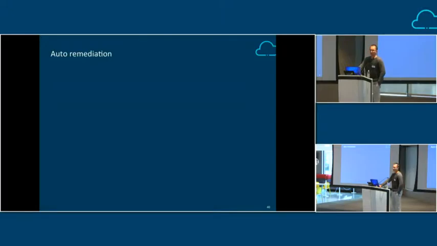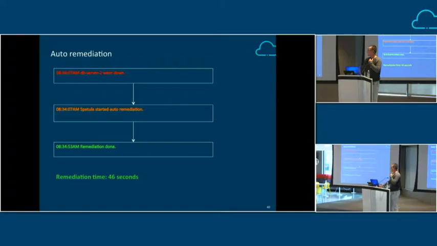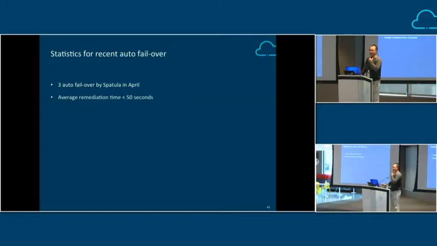By contrast, by using Spatula, after DB server 2 went down, Spatula is notified of this issue and does the auto remediation right away. So the whole process takes only 46 seconds, which is 10 times faster than before. After we put Spatula online in April, it did 3 successful auto failovers. And on average, each remediation takes less than 50 seconds.